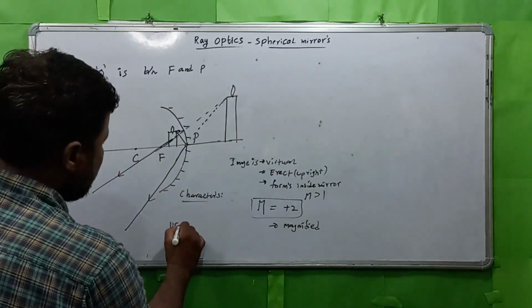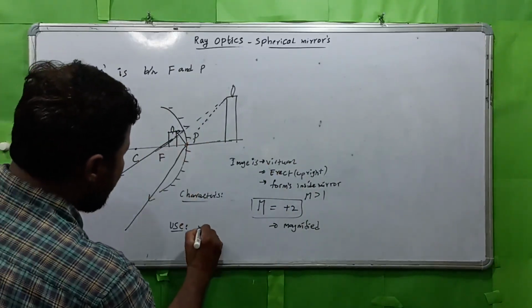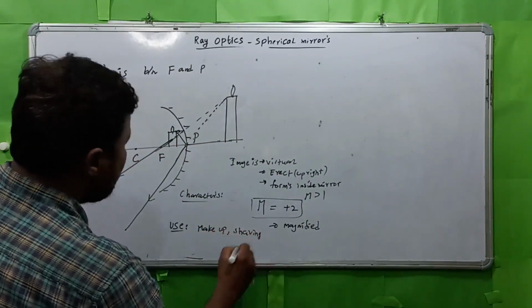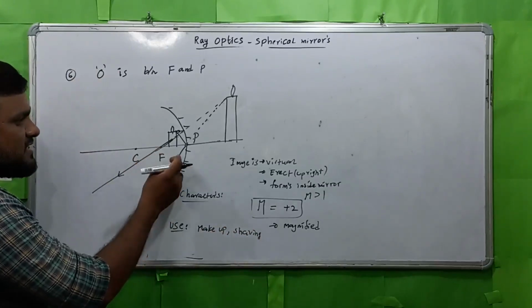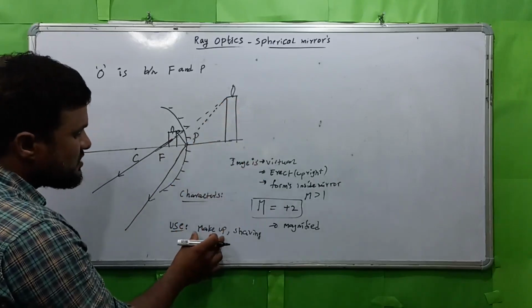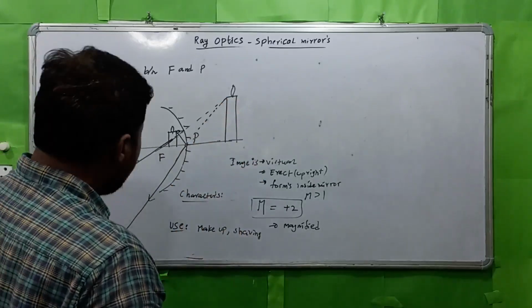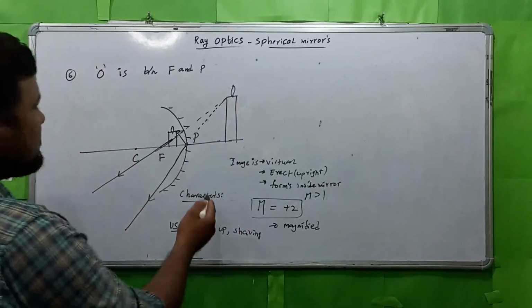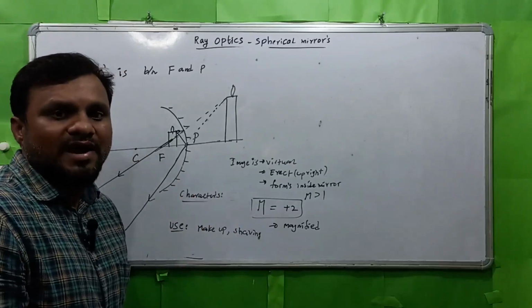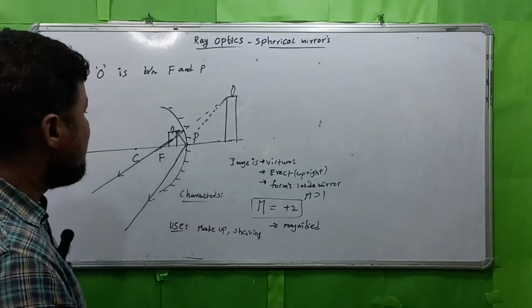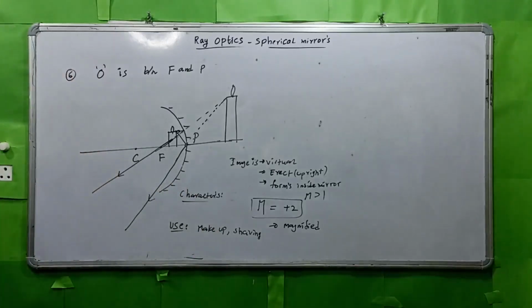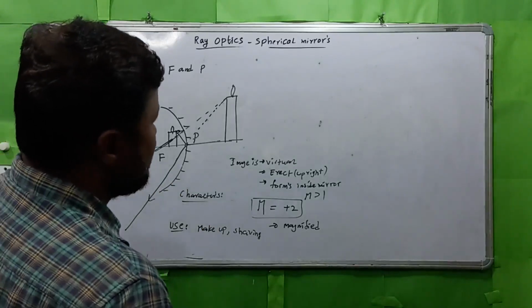If you observe this situation, these mirrors are used as makeup mirrors and shaving mirrors. Whenever the artist's face is between P and F, the face gets zoomed. So they are used as makeup mirrors and shaving mirrors. And among other uses of concave mirrors, we can observe they are used in automobile headlights, and concave mirrors are used in telescopes. Next we will draw ray diagrams for the convex mirror.